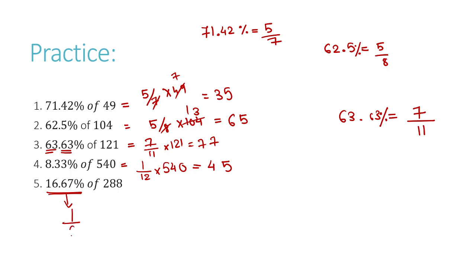It is 1/6. Very good. 1/6 of 288. Before dividing, I want to see whether this number is divisible by 6. How will I check whether it is divisible or not? The last digit is an even number, so yes, it is divisible by 2.